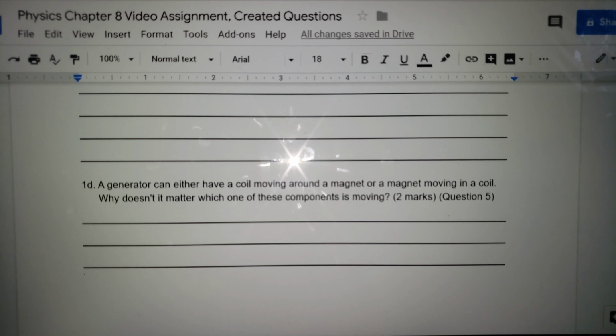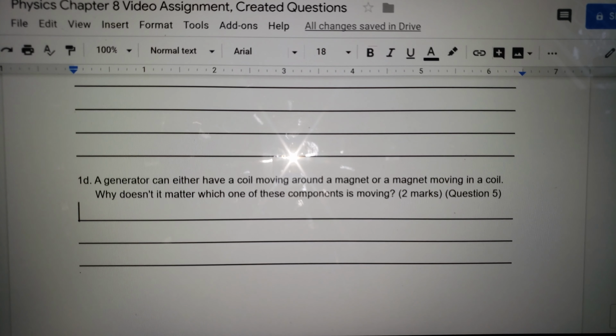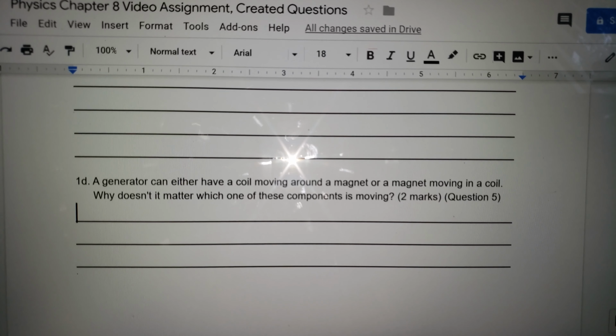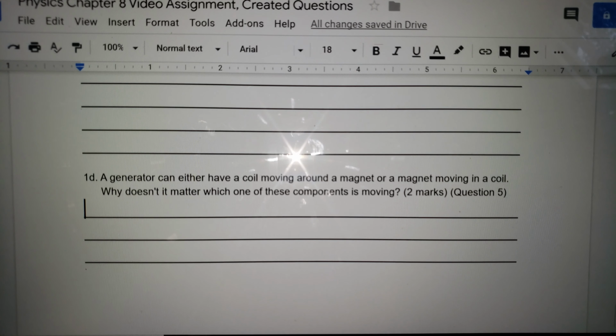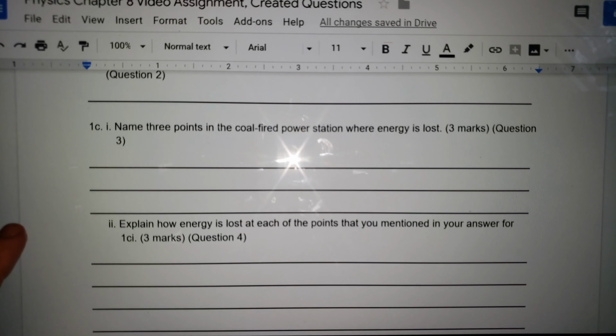Lastly, we have 1D. A generator can either have a coil moving around a magnet or a magnet moving around a coil. Why doesn't it matter which one of these components is moving? So if you guys would like, feel free to try those questions.